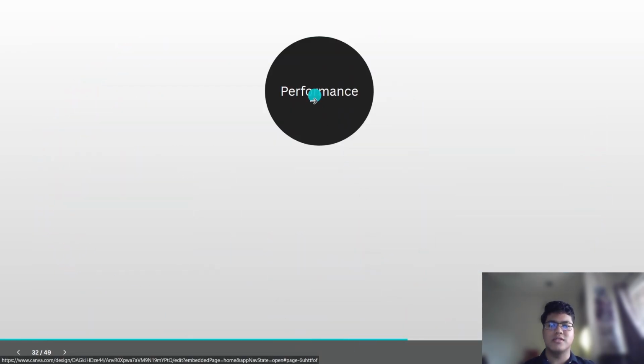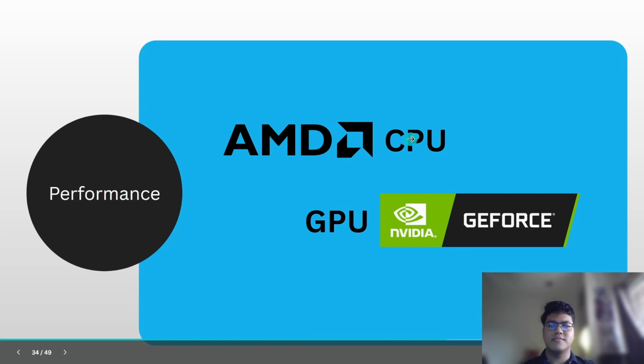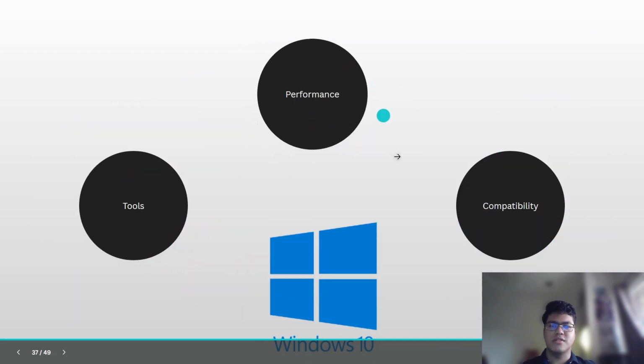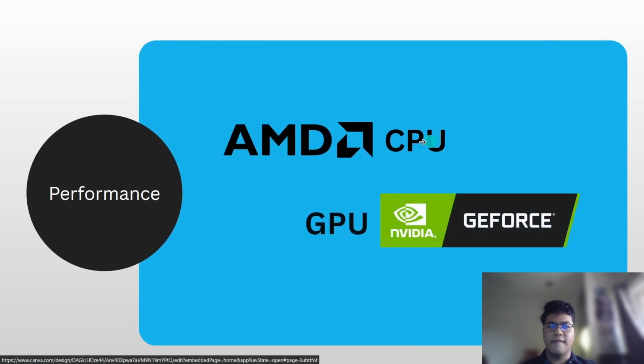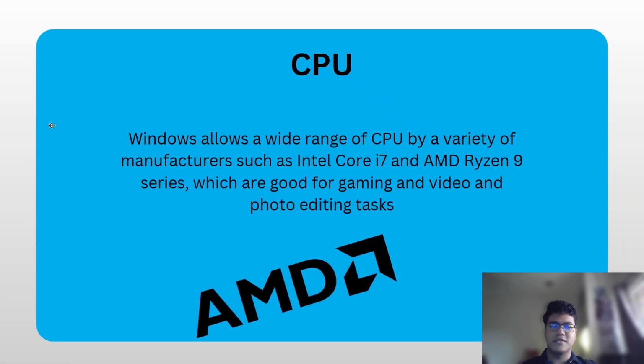Now we click the performance and we click the CPU. Sorry about that. Let me try that again. Now, pressing the CPU. Windows allows a wide range of CPUs by a variety of manufacturers. Two of those will be Intel and AMD, and one of the more prominent cores that Intel provides is i7, and for AMD it will be Ryzen 9, which are good for gaming and video and photo editing tasks.